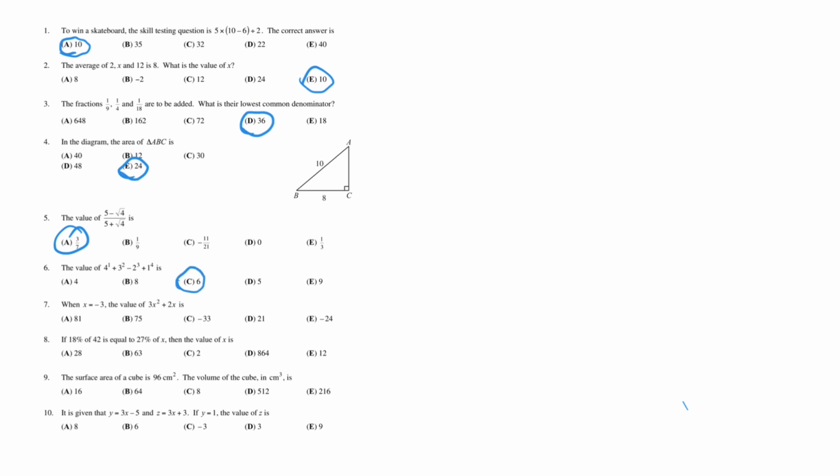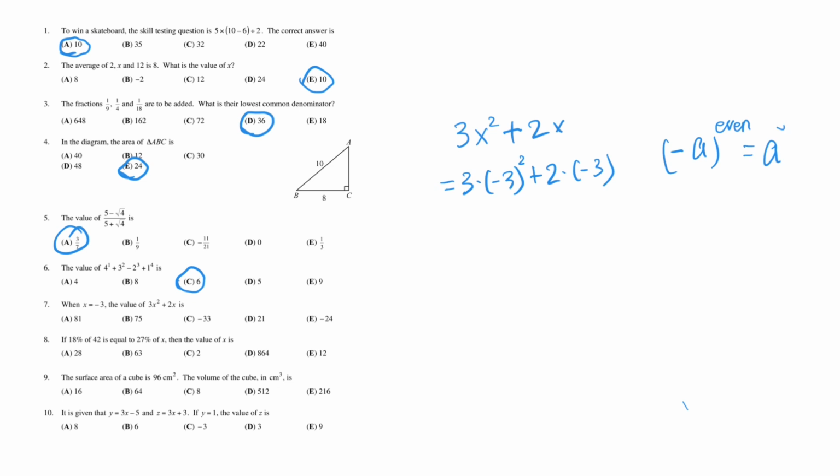Number 7. When x equals -3, the value of 3x squared plus 2x is? Substitute x with -3 in 3x squared plus 2 times -3. If the base is a negative number with an even power, the result is positive. So 3 times (-3) squared, that's 3 times 9, which is 27, plus -6. That's 27 minus 6, which is 21. So the answer is D.